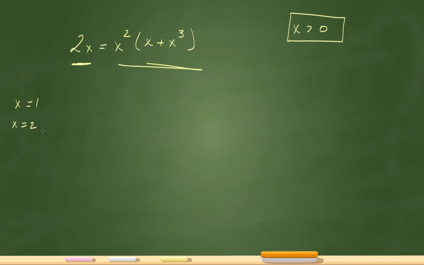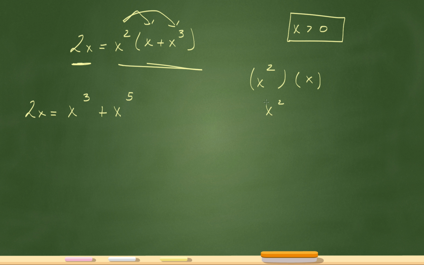So the first thing I want to do here is distribute my x squared here, and distribute my x squared here. So 2x will equal x squared times x is x cubed, and x squared times x cubed is x to the fifth. Now, if you're wondering why: if I'm doing x squared times x, or x squared times x cubed, if I'm multiplying and have the same base, I add my exponents. So there's an imaginary 1 there. I would add that, and that gives me x to the third. And over here, I would add this, which gives me x to the fifth. So that's how I got this.